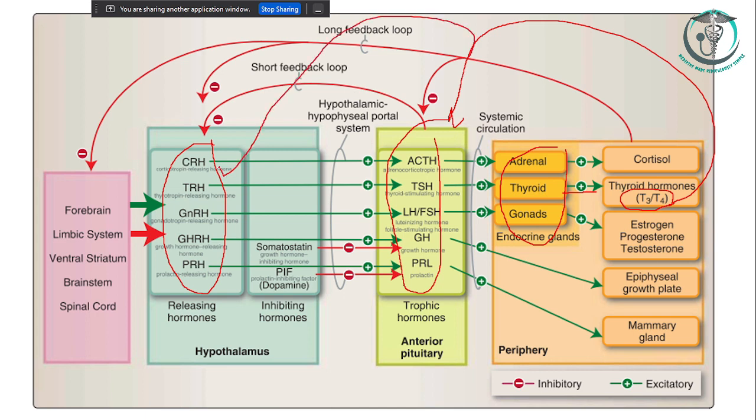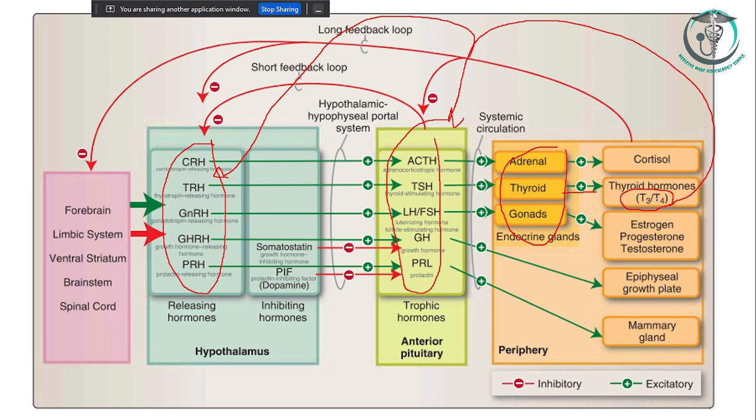Whenever T3 and T4 are in large numbers, they give a negative feedback to the hypothalamus, telling it that there are a lot of them. "This is enough. Can you stop producing your thyrotropin releasing hormone? Can you stop producing your thyroid stimulating hormone, because there is a whole lot of T3, T4." So in short, whenever there are high levels of a certain hormone, it will give a negative feedback to the hypothalamus, which will then give a negative feedback to the pituitary gland.